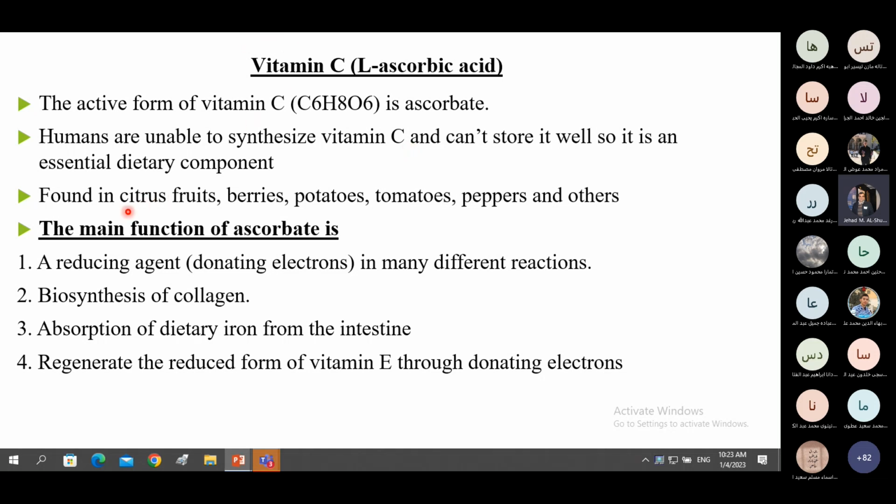Vitamin C, as you know, is found in citrus fruit, berries, potato, tomato, peppers, and others. The main function of ascorbate, or vitamin C, is that it is a reducing agent. It donates electrons in many different reactions. See the last point: it regenerates the reduced form of vitamin E, as we will see now. Also, biosynthesis of collagen and absorption of dietary iron from the intestine.